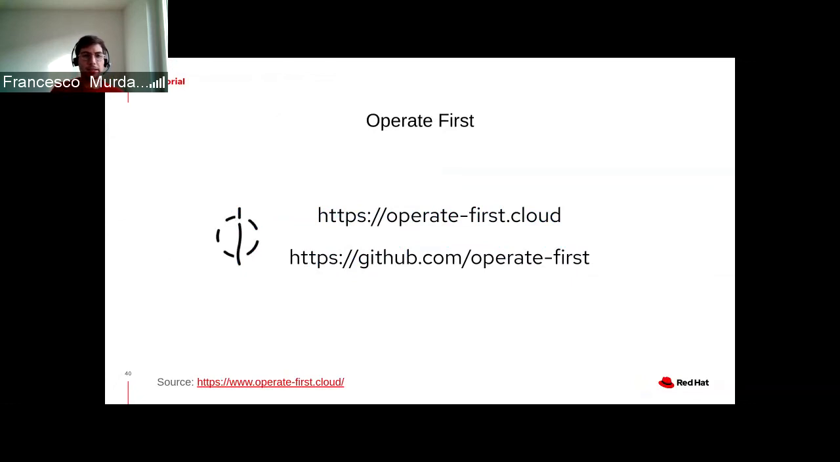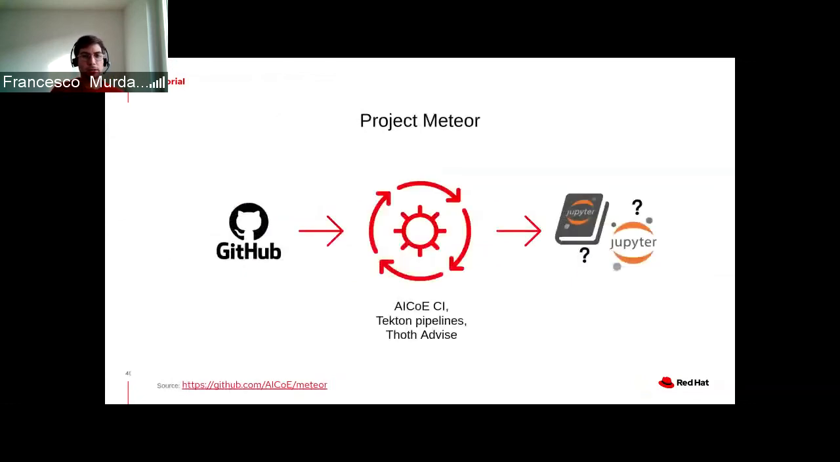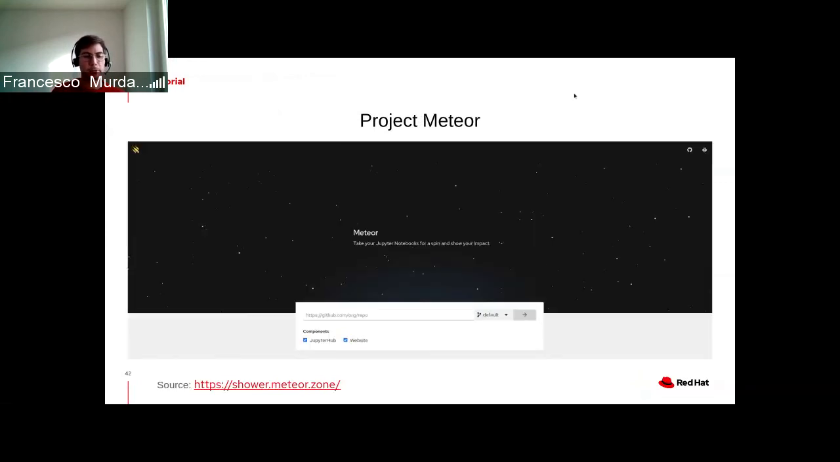On Operate First, there is a new project that was introduced by the AI COE, which is called Project Meteor. What we want to do with Project Meteor is that you're able to provide a GitHub URL, and that GitHub URL in the service will create 2 products. One is the Jupyter book, where you can have the tutorial explained, and one is a JupyterLab environment, where you can actually run the tutorial, which is what you are going to use today or when you have time. So this is the interface for the Meteor website.